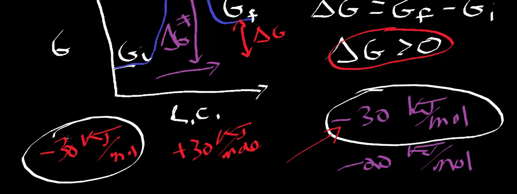So one important point that comes out of these reaction coordinates is that you cannot tell if something's kinetically favorable from thermodynamic data.